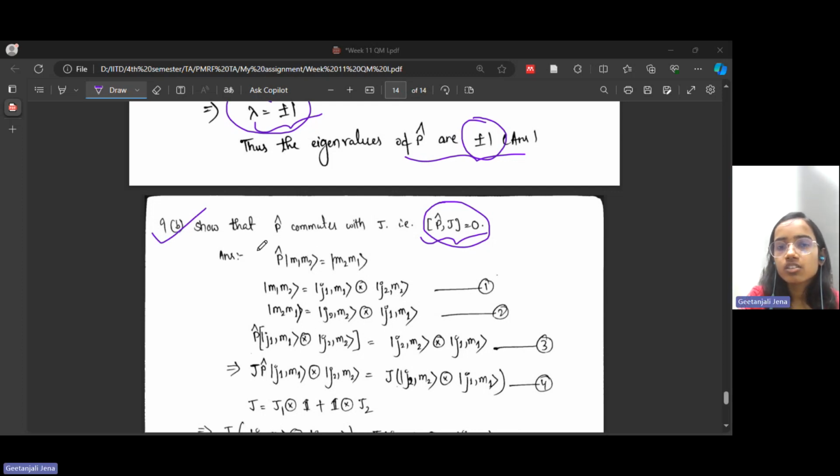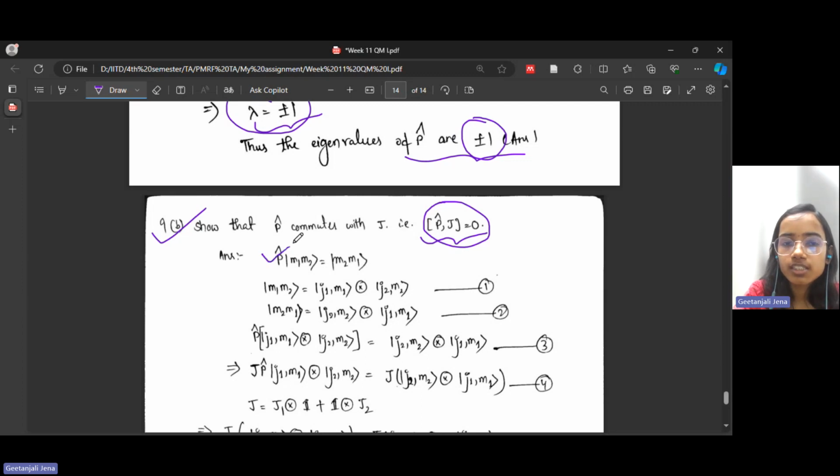So how can you start this problem? The way to show this is that if PJ acting on a state is equal to JP acting on a state, then in that case the commutation of P and J will be 0. So let us start solving this. Let us start with JP.